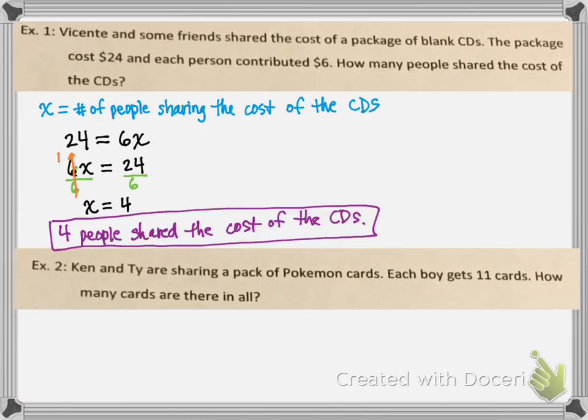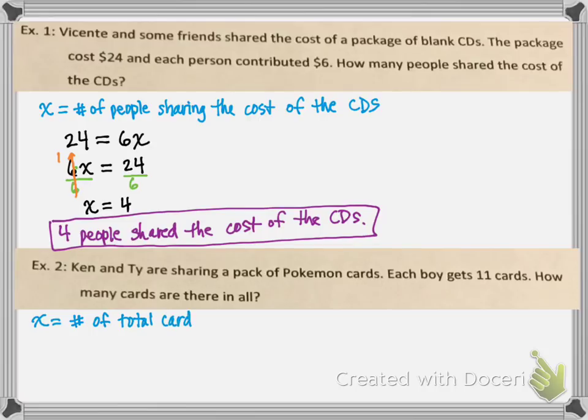Ken and Ty, so we got 2 boys. Each boy gets 11 cards. How many cards are there in all? So the very first thing we're going to figure out is how many cards are there in all. So the number of total cards.